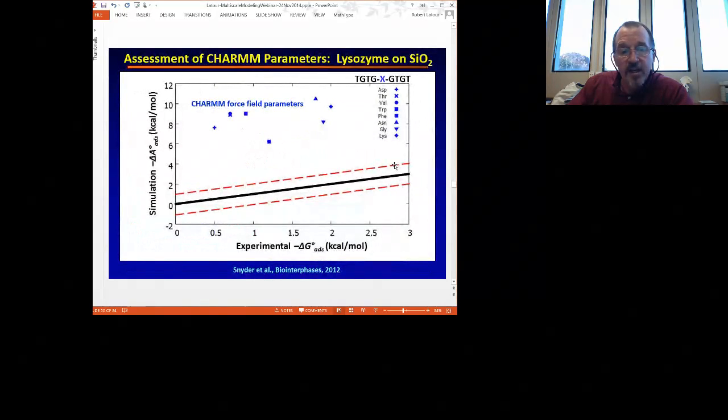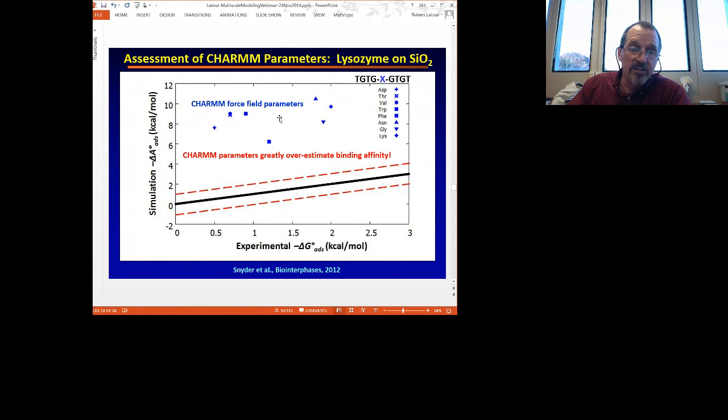So here's the results. Here I'm plotting the simulation results for our host-guest peptide with these 8 different amino acids against our experimentally measured values. If they all lined up perfectly, all the data would fall along this dark black line. The dotted red line represents 1 kcal per mole energy difference from the target value. And as you can see, the CHARMM parameters greatly overestimate the binding affinity of all our amino acids.